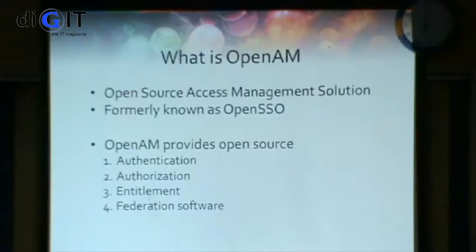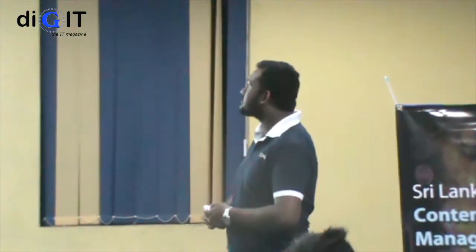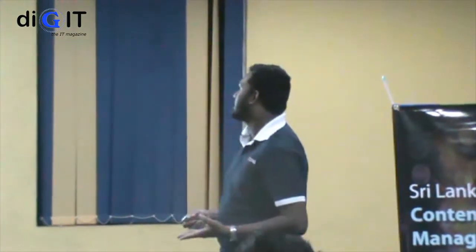So what is OpenAM? OpenAM is the magic here. We are going to use OpenAM, and it's going to provide identification to all applications. It was formerly known as OpenSSO. It was run by Sun. Sun suddenly tried to abandon it, and ForgeRock took over, and they are maintaining it now. So what does it provide? It provides authentication, authorization, entitlement, and federation. In a nutshell, you can authenticate against it, and you can provide authorization for users to access all your applications.